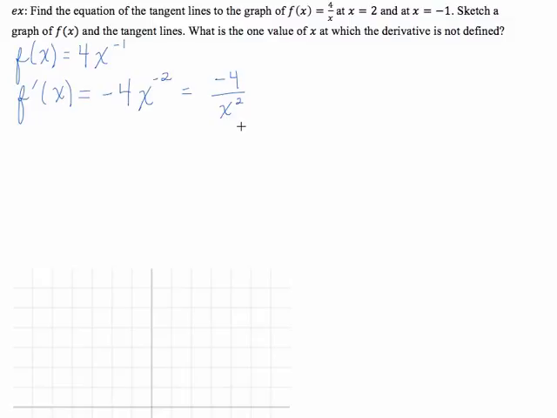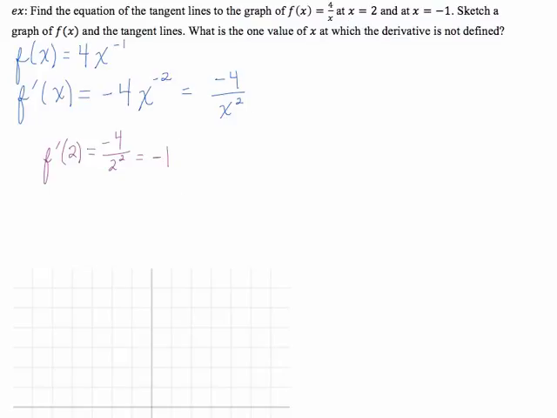So that's a function that tells me the derivative, or the slope of the tangent line, at any point. So if I now want to find f prime of 2, I will plug 2 into this formula here, negative 4 over 2 squared. That's negative 4 over 4, or negative 1. So that tells me the slope of the tangent line at x equals 2 is negative 1.